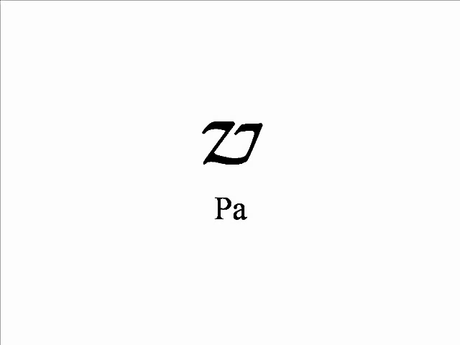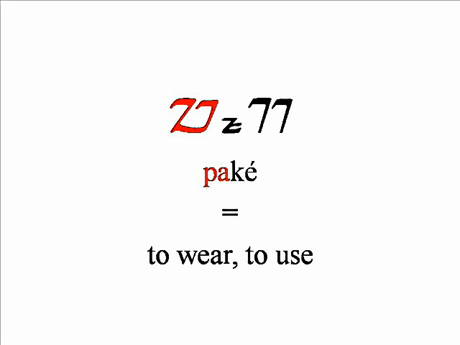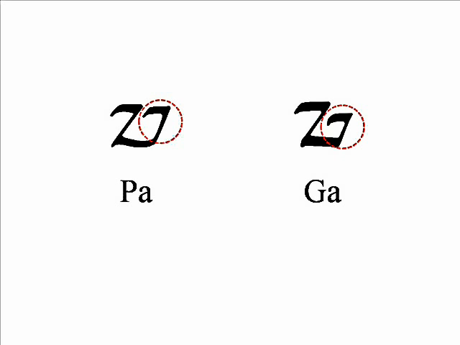The 10th letter is Pa, as in the word papa in French. The slide shows how we can write the letters. And the word example is pake, which means to use or to wear. Please not to be confused with the letter Ga, even though it is similar, but it has different stroke for its tails. You can see the slide. The left is Pa, while the right is Ga.